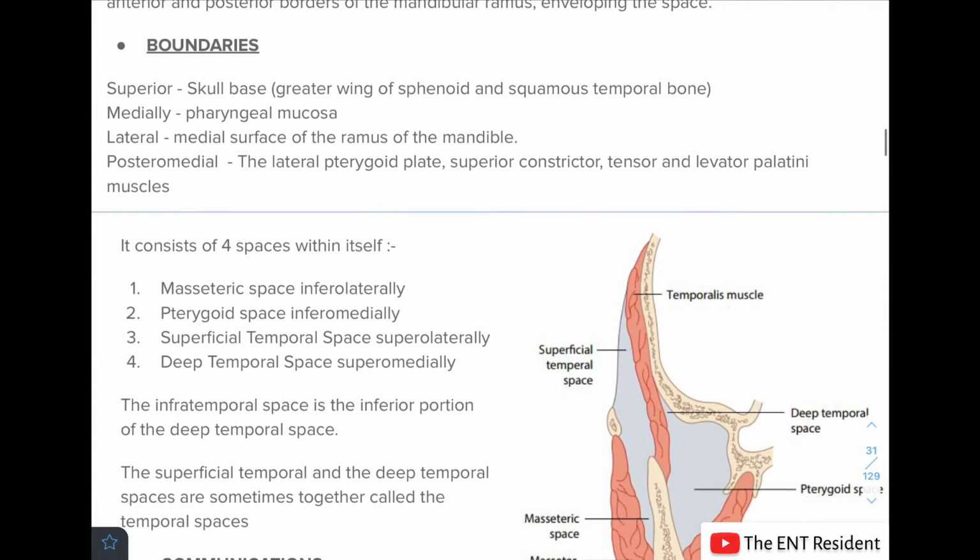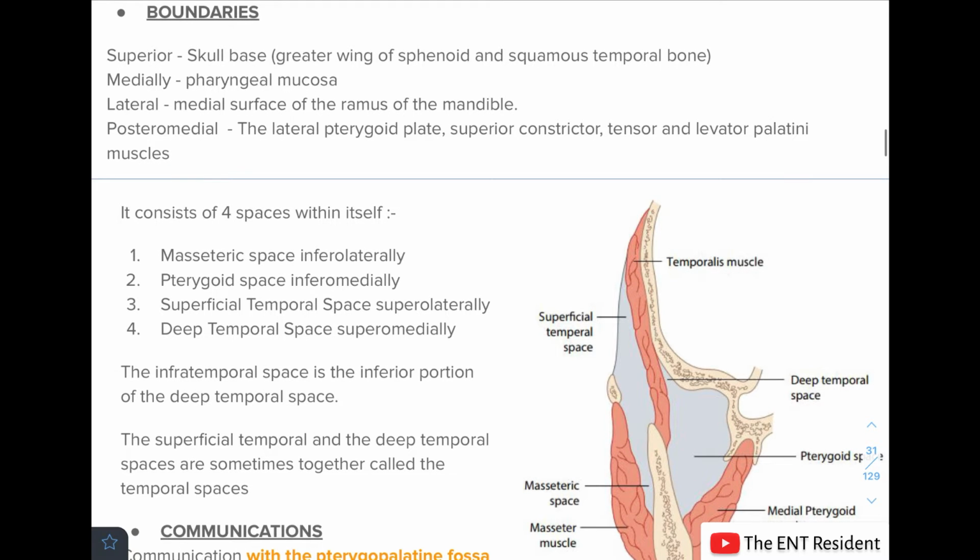Now if you see over here, the boundaries of the space are: superiorly lies the skull base, medially lies the pharyngeal mucosa, laterally lies the medial surface of the ramus of the mandible, and posteromedially lies the lateral pterygoid plate, superior constrictor, tensor and levator palatini muscle. Now the masticator space is actually a huge space. We can divide it into four different spaces within itself.